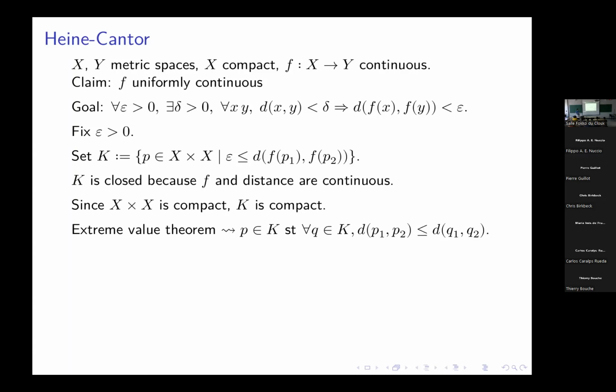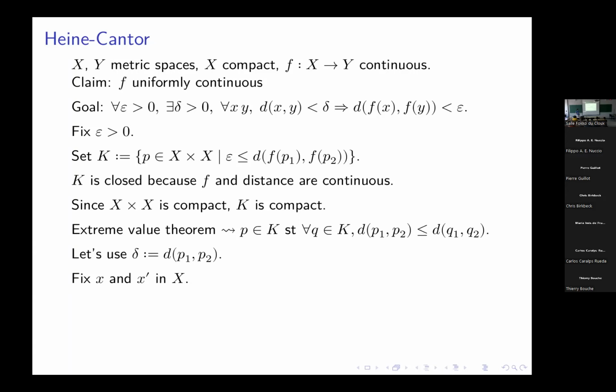The extreme value theorem gives me some point p in k, so that for all q in k, the distance between the first component q1 and the second component q2, so k is in the product x times x, so q1 is the first component and q2 is the second component, is more than the distance between p1 and p2. And then the delta I'm looking for in this formula will be the distance between p1 and p2.